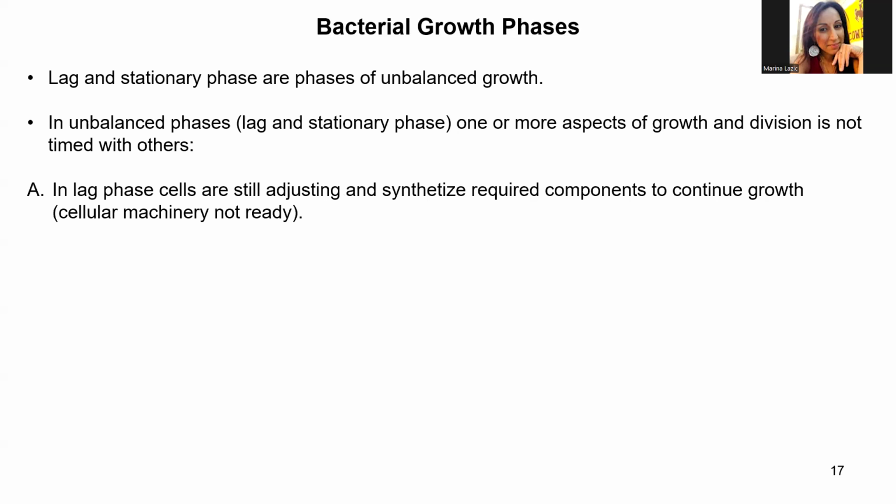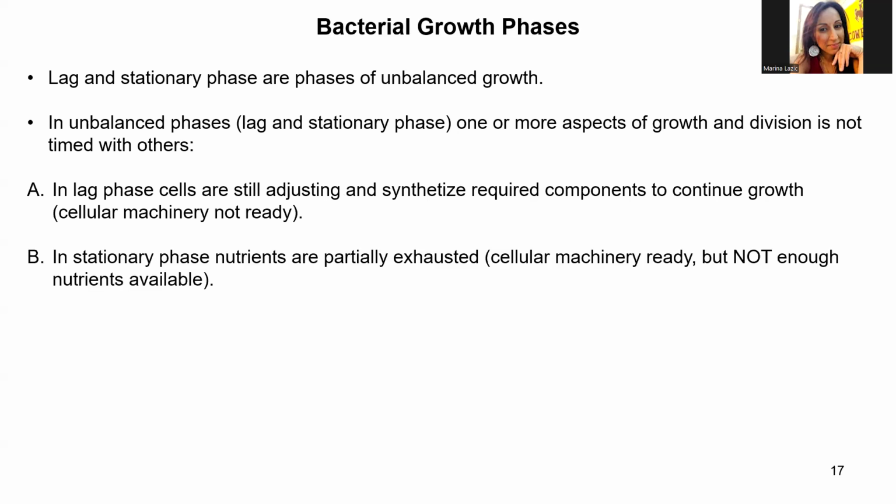In the other phase of unbalanced growth, nutrients are not fully exhausted, only partially. So even though the cell machinery is ready, there are not enough nutrients to continue growth. And if you had continuous culture, which we will cover in the next slide, you would add more nutrients to the cells so they can keep their machinery running.